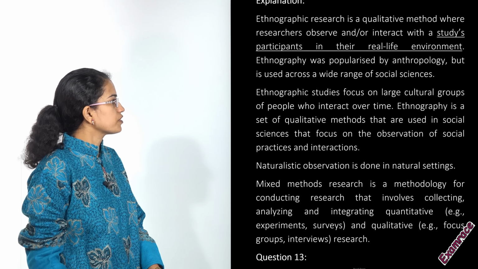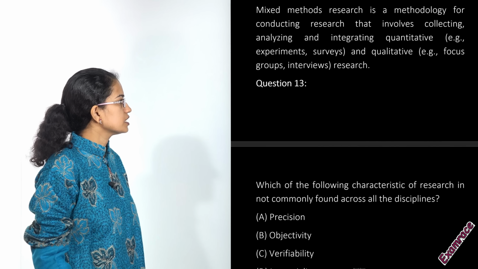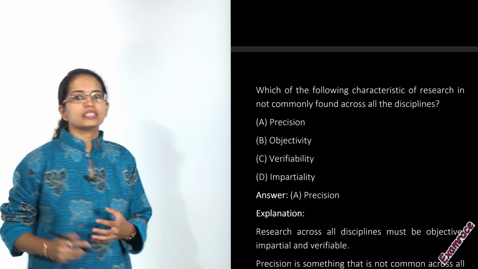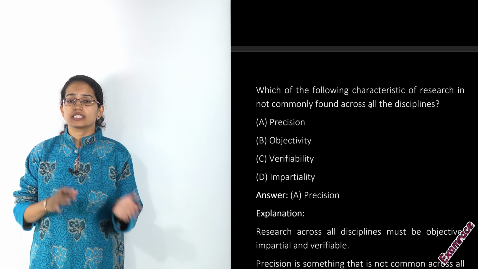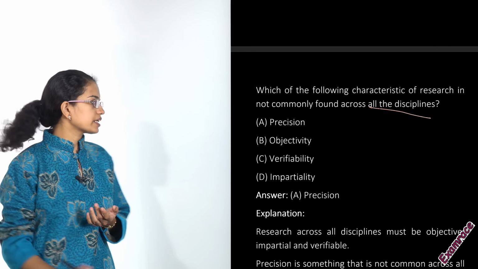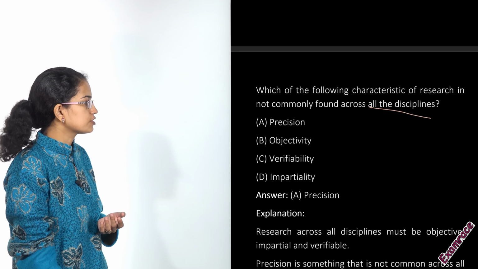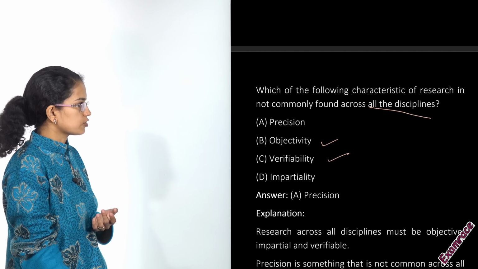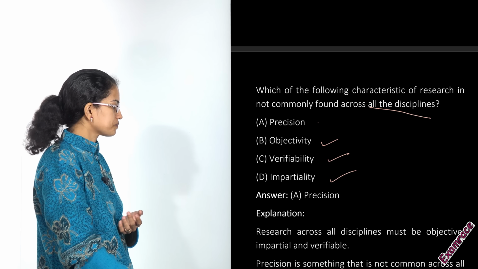The next is, which of the following characteristics of research is not commonly found across all disciplines? So this means if the research is from sciences, social sciences, it's not common to all. But any research, whatever it is, has to be objective, verifiable and impartial. So precision is something that is not part of the answer here.